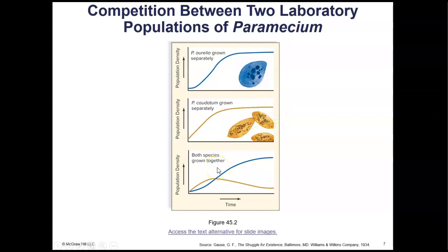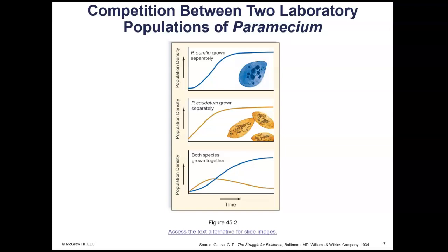Then he grew them together, and because of competition and because the Paramecium aurelia had a competitive advantage, the aurelia outcompeted the caudatum, and the caudatum died. It completely killed off the population of caudatum. But this happened in a test tube when he grew them together. Test tubes don't always reflect real life.